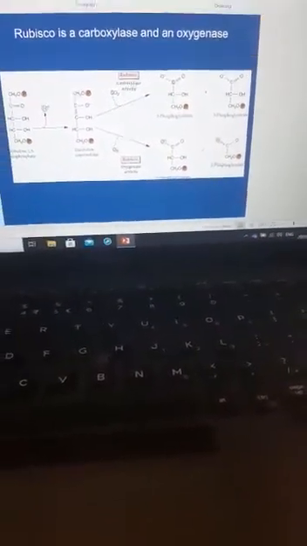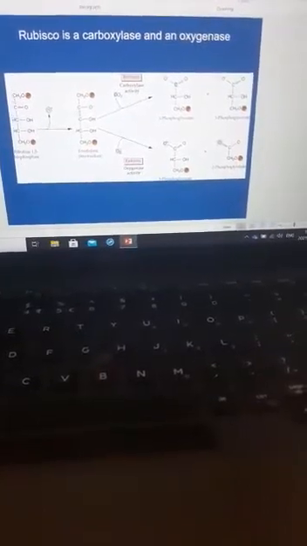So photorespiration is a process that takes place in 3 organelles. It starts within the chloroplast. Part of it takes place within the mitochondrion, and then lastly a body called peroxisome is also involved in this process.